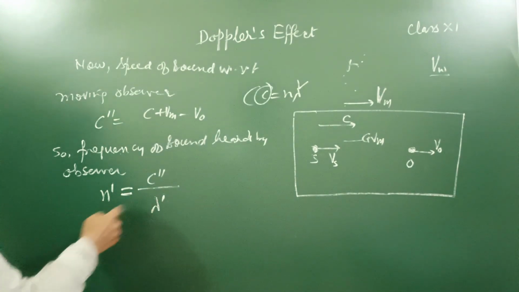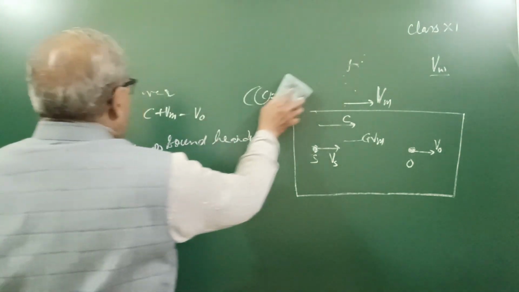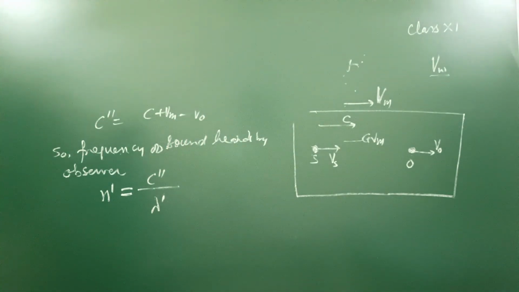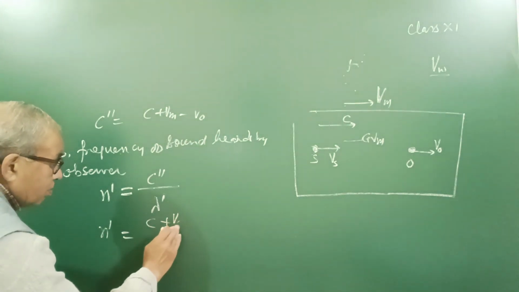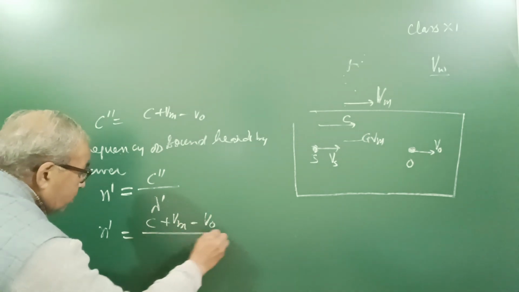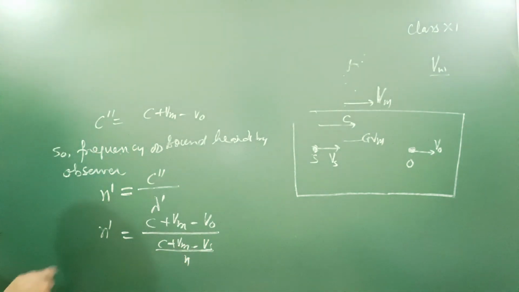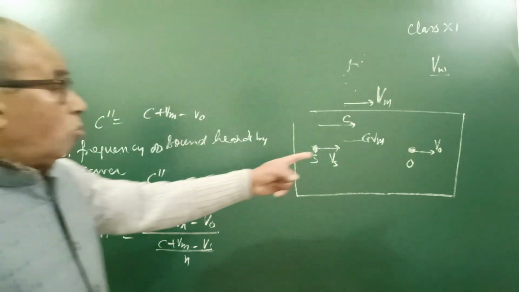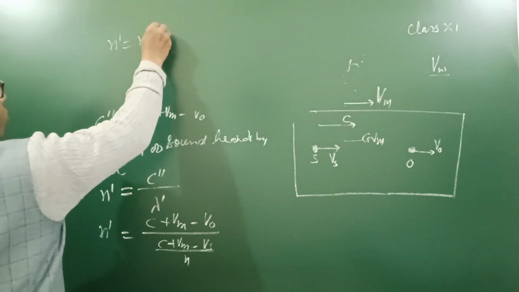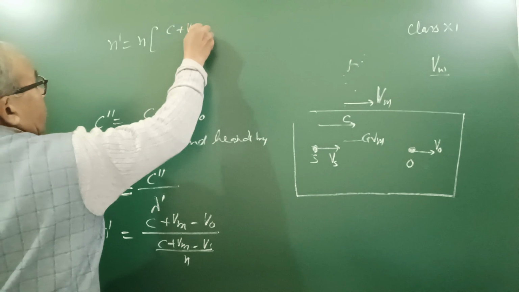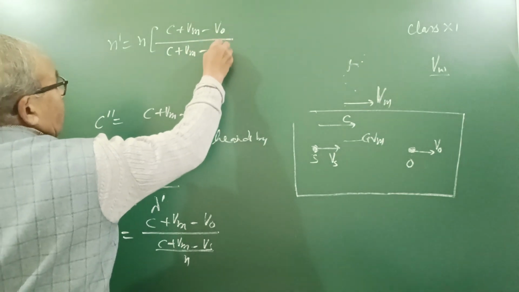So lambda dash from equation 1 and C double dash is this. Putting the value of C double dash and lambda dash, N dash equal to C plus Vm minus Vo upon C plus Vm minus Vs into N. This frequency of sound will be heard by the observer, or you can write this N dash equal to N into C plus Vm minus Vo upon C plus Vm minus Vs.